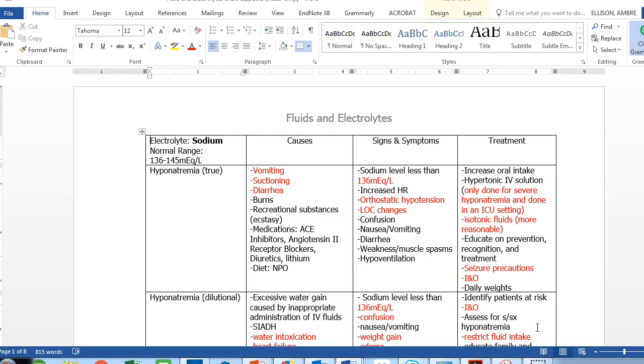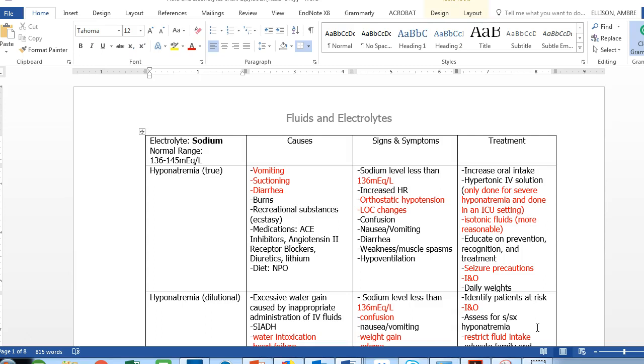So fluid volume excess is also known as hypervolemia. So fluid volume deficit is hypovolemia. Fluid volume excess is hyper. Basically, the patient is overloaded. They have too much fluid in their body, in their intravascular space. This is not third spacing. This is fluid volume excess in the intravascular space. Third spacing is when the fluid goes into the interstitial space and can't be utilized.